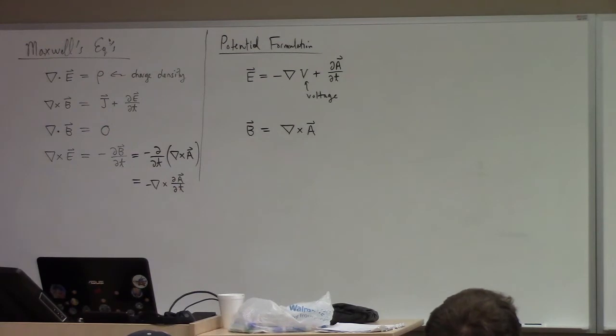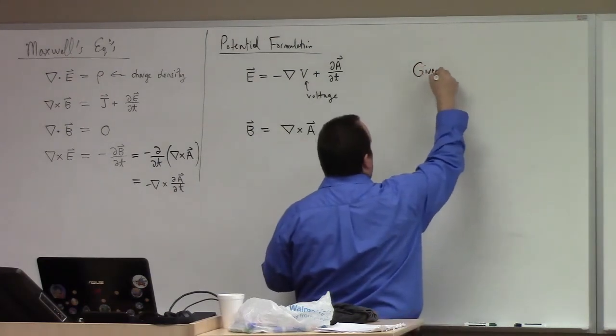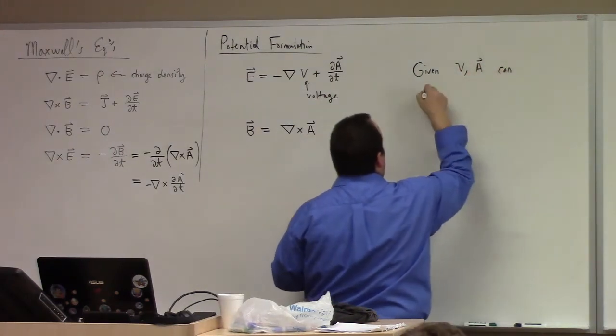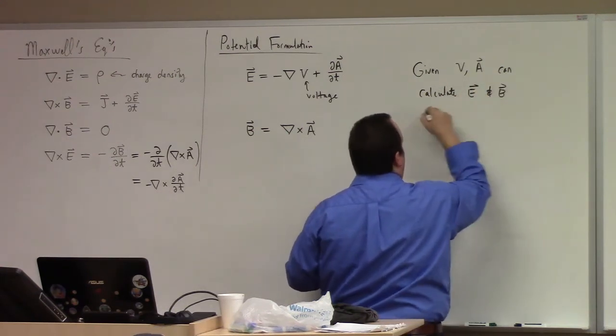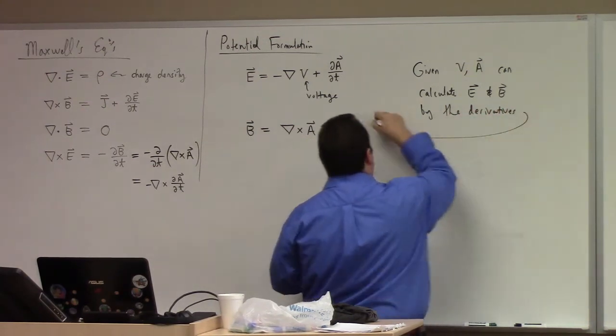So this is the so-called potential formulation of electromagnetics. You need to have a voltage, which is the potential energy per unit charge due to the electric field. And you also get this vector potential, which describes how the magnetic field is generated. But here's the deal. The prescription is, given the voltage and the magnetic potential, you can calculate the electric field and the magnetic field by the derivatives given over here.